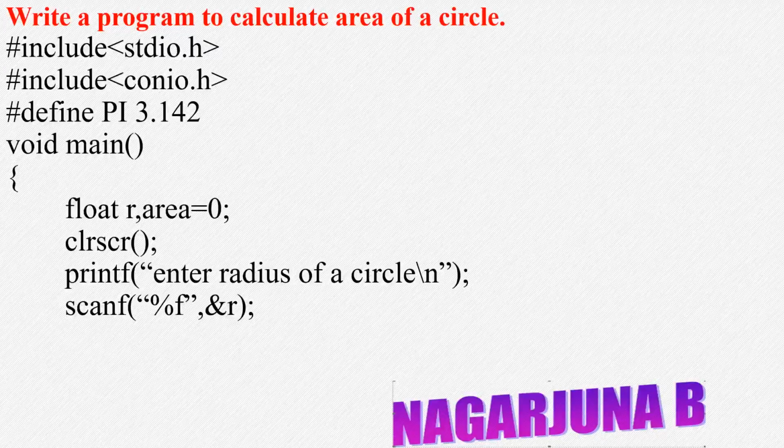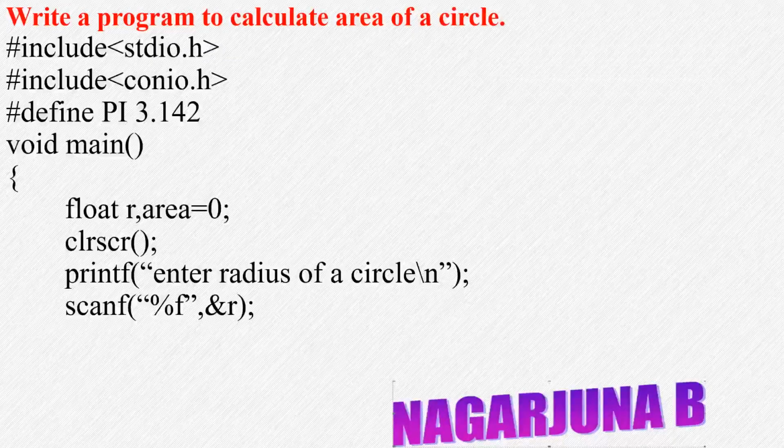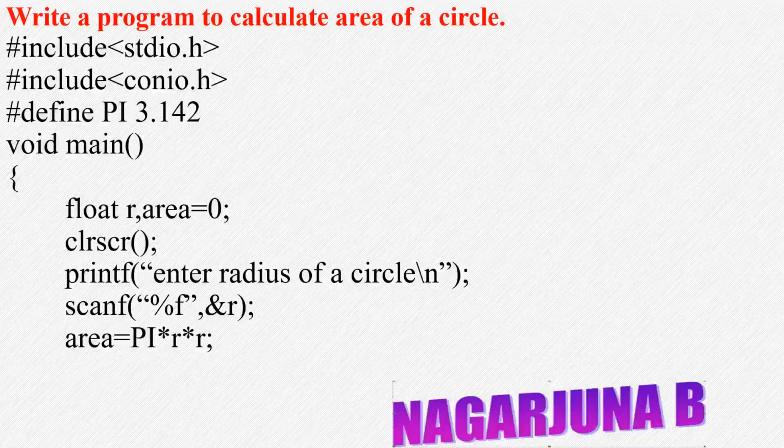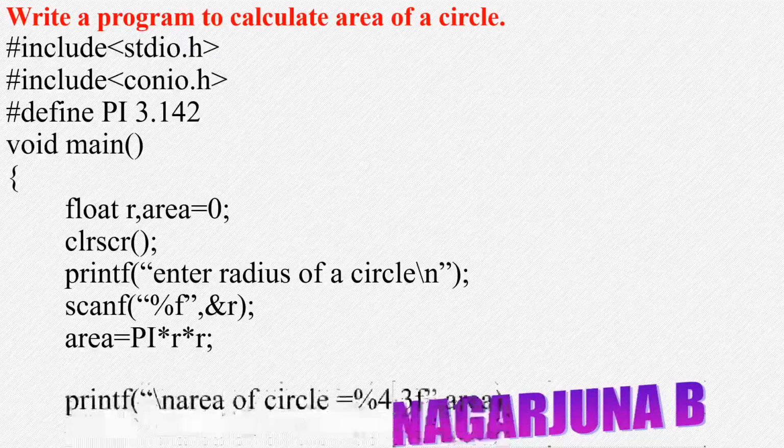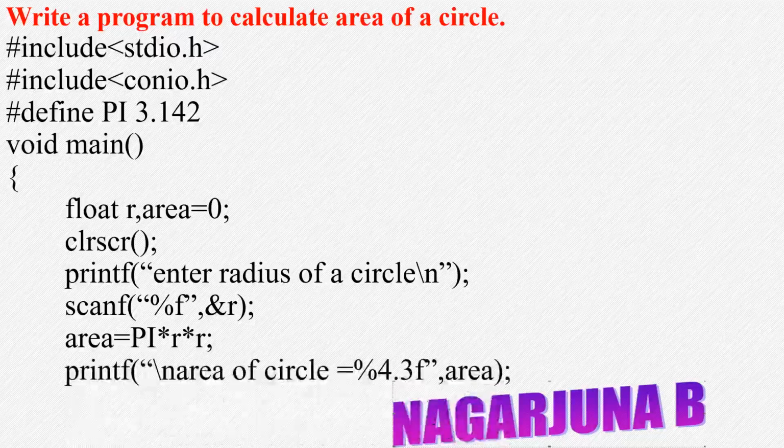bracket close semicolon. After that we need to do the calculation, that is a computation statement, by writing a formula. We know the area of a circle is pi r square and we can write area is equal to pi into r semicolon. After that we need to display the result, that is the area of a circle. For that purpose I will write printf open bracket, double quotes, slash n area of circle is equal to percentage 4.3f, double quotes close, comma area bracket close semicolon.